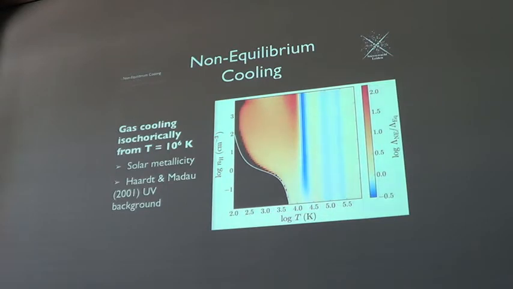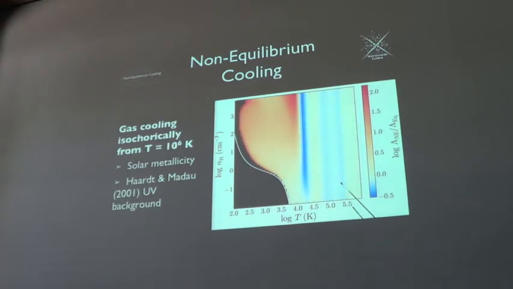So I'll show here one example of this. This is gas cooling from 10^6 Kelvin isochorically, so at constant density. I show here the gas density on the y-axis and the temperature on the x-axis. And the colour scale here is showing the log of the ratio of the non-equilibrium cooling rate to the equilibrium cooling rate. So blue regions show where the non-equilibrium suppresses the cooling rate, and red shows where it enhances the cooling rate.